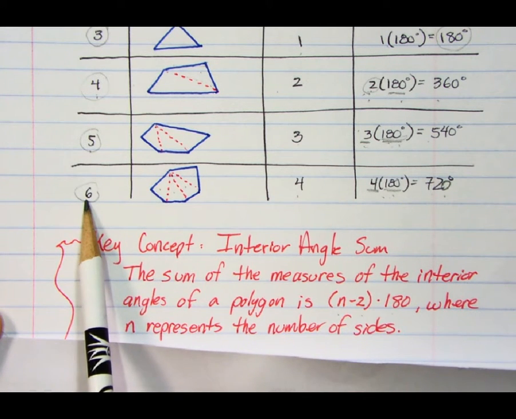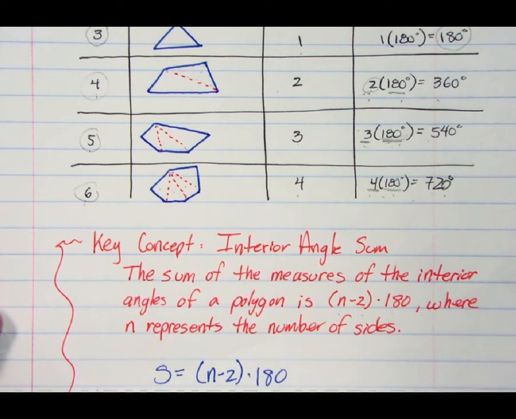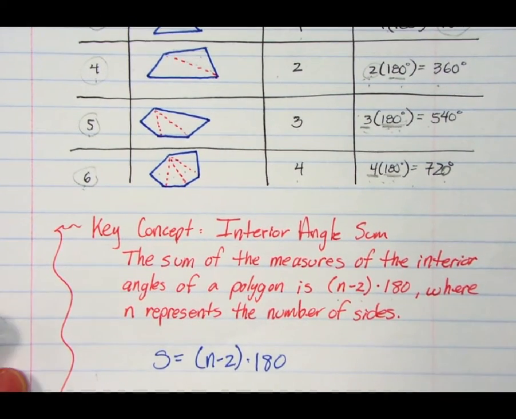6-sided shape. 6 minus 2 is 4 times 180. And so we come up with basically this formula, if you will. No matter how many sides it is, you just tell me the number of sides, I subtract 2 and times it by 180. That'll tell me the total number of interior angles if you add them all up together.